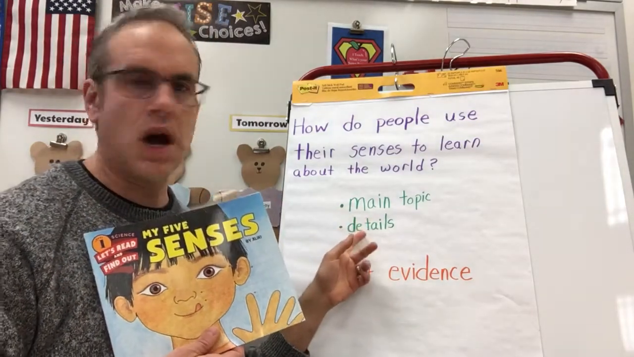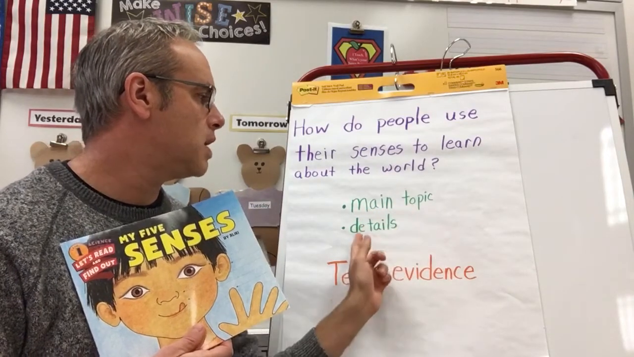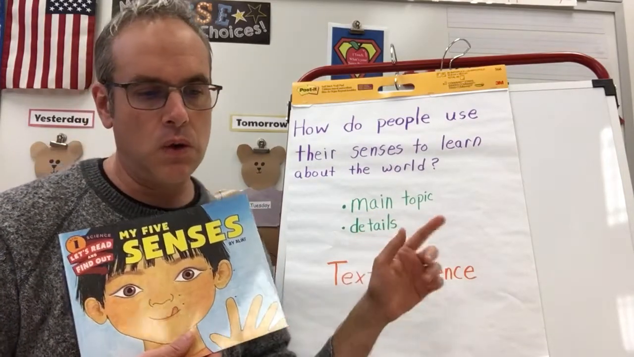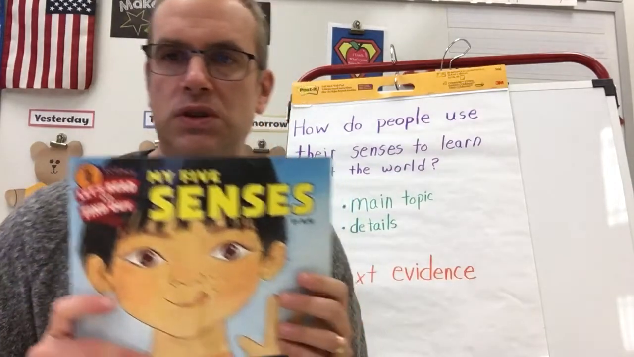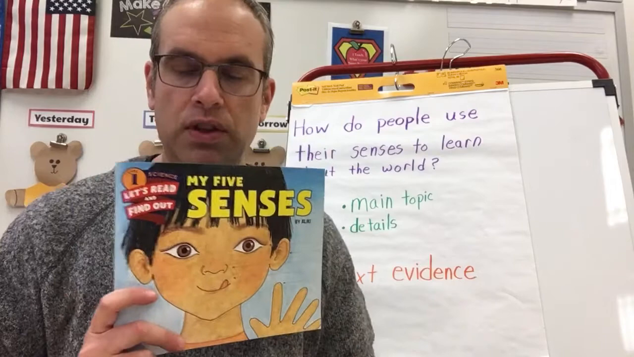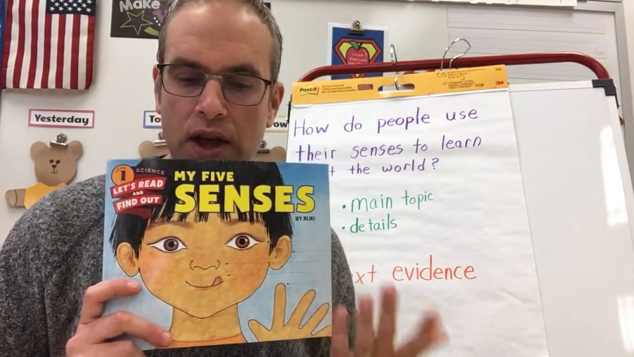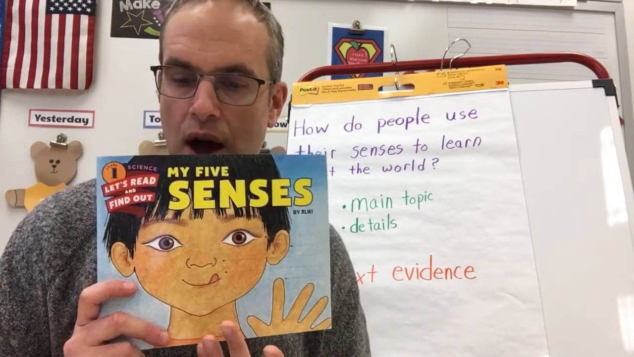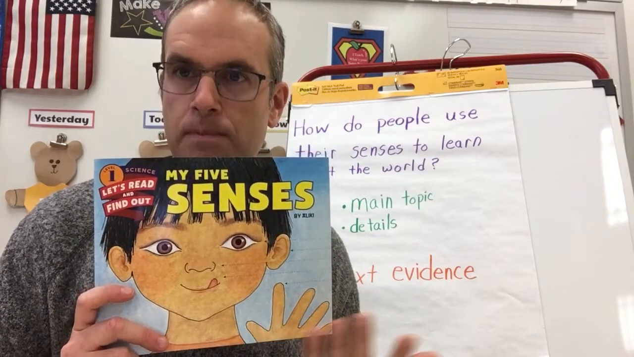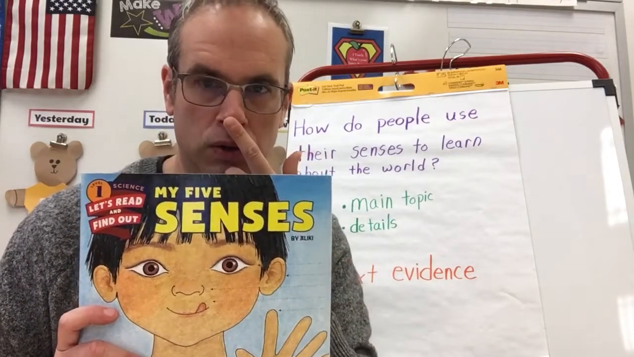There's some new things I want to talk about. There's some words written in green. One of them says the main topic, and the other one says details. So the main topic is what the book is mostly about. So in this book, the main topic is all about the five senses. Now the details in this story are just the five senses. So the key details are that we see with our eyes, we hear with our ears, we taste with our mouth, we touch with our hands, and we smell with our nose, all right?